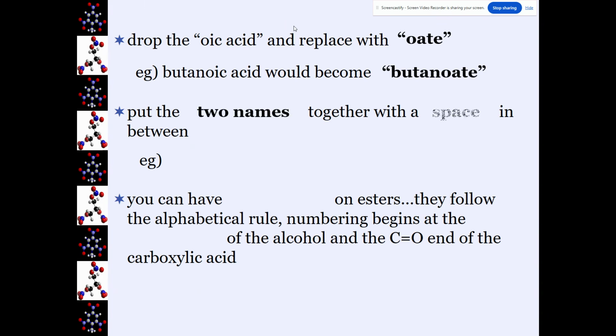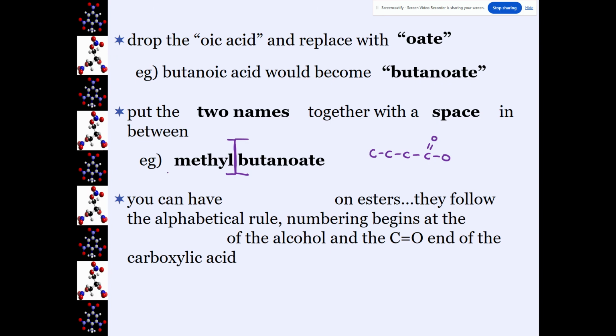Then again, you put the 2 names together with a space between them. So methyl butanoate, it's hard to see, but there's a space between these. Don't put them together as one word. Okay, so methyl butanoate would be the butanoate. You can kind of think of it as like the parent. So there's 1, 2, 3, 4 carbons in it. It's double bonded to an oxygen, single bonded to another oxygen. So that's the butanoate part.